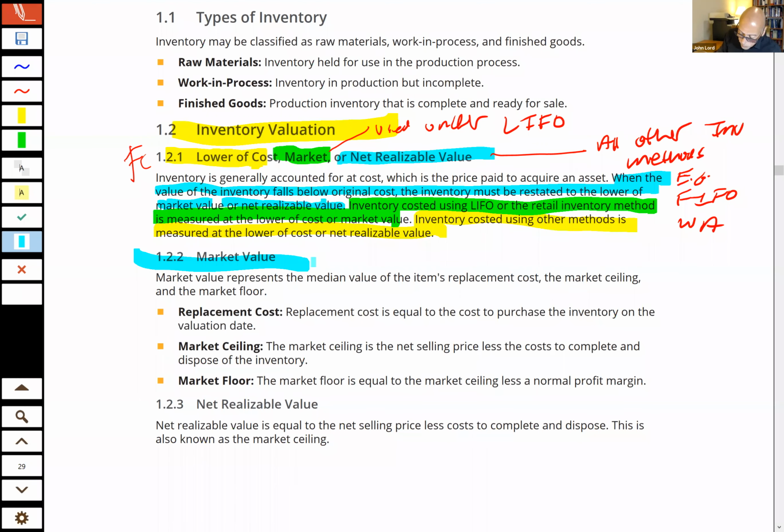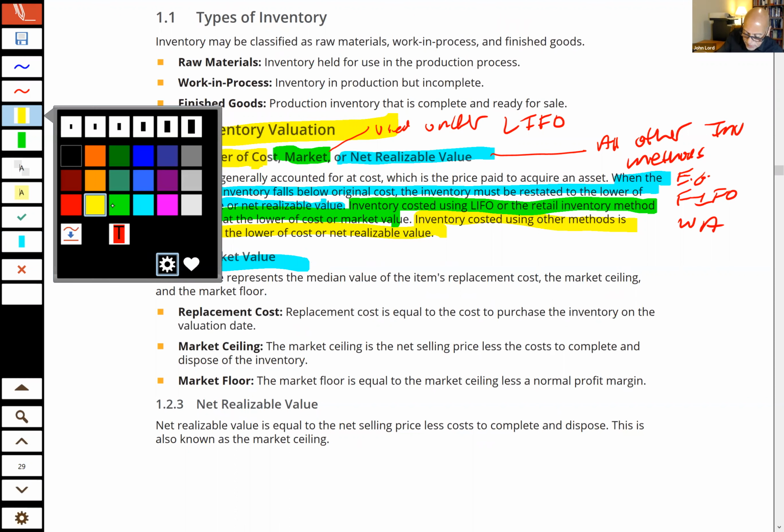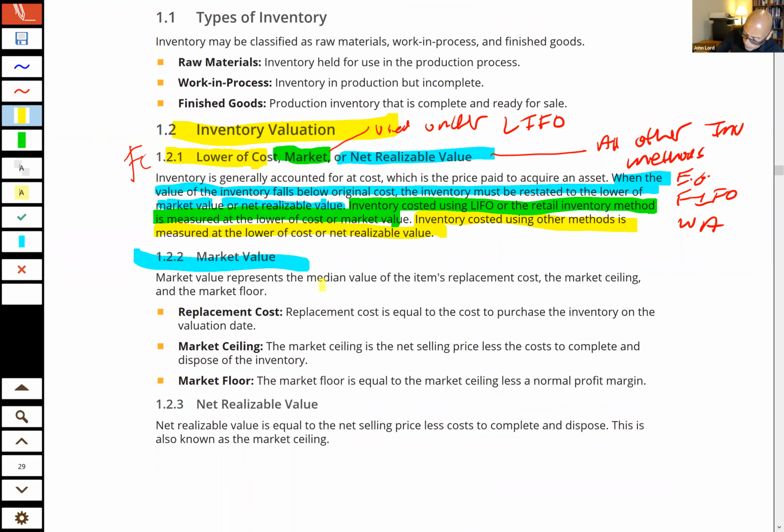Okay, so take a look, and they tell you that market value represents the median or middle value of the item's replacement cost, the market ceiling, or the market floor. Now, again, when we say market value, that means we're talking about what? We're talking if we were using the LIFO method. So what you do when you look at this is you need to flashcard these definitions.